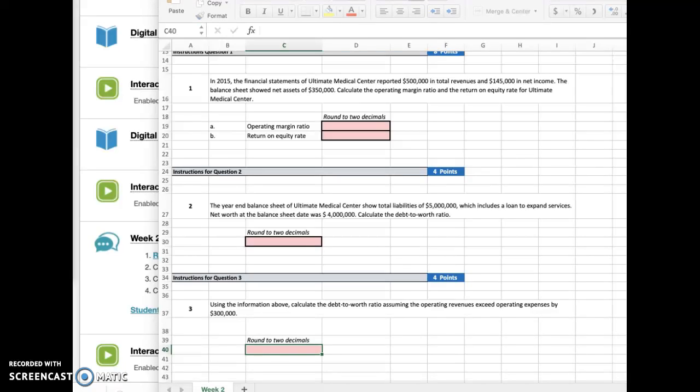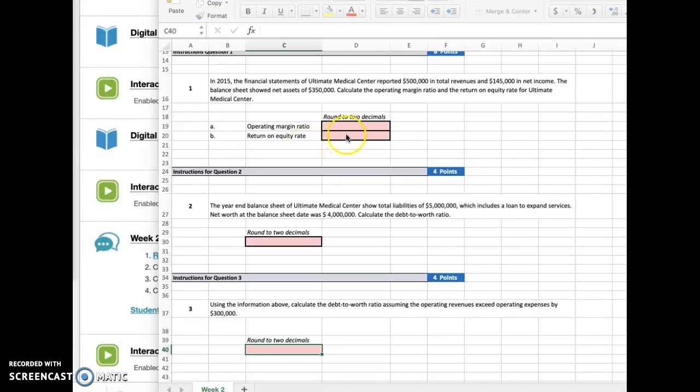To help out with the week 2 assignment A, because I know some people are struggling a little bit with the concept of ratios. Basically, anytime you hear the word ratio, it's a division problem. There's a numerator and a denominator, and you divide the two. So I want to point you to the equations in your textbook.